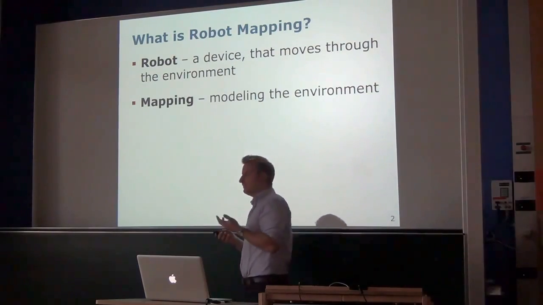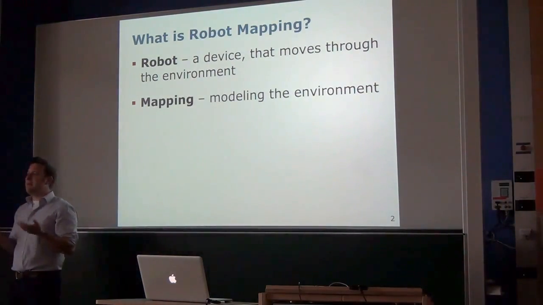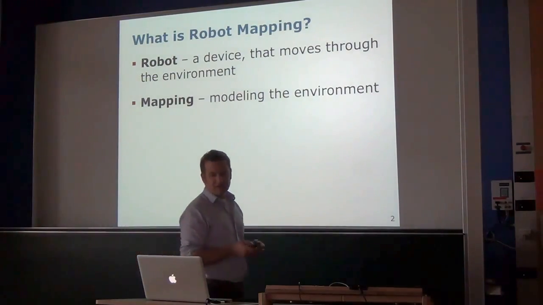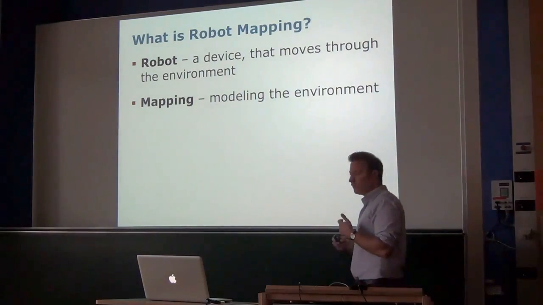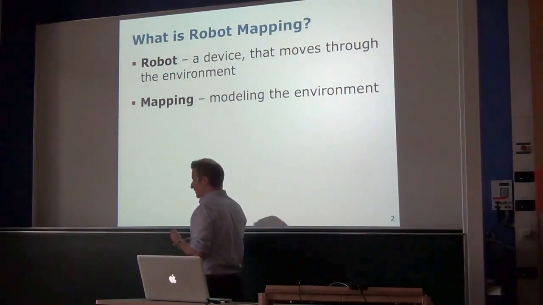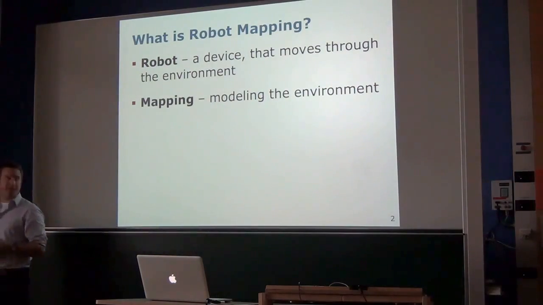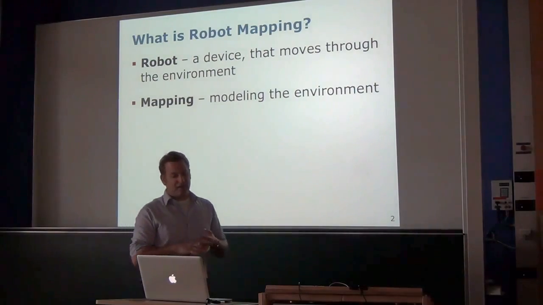You can use this information to estimate where obstacles are in the environment, and you can estimate maps which look like floor plan maps. These maps are well suited to navigation tasks, for example. Mapping is the task of modeling the environment. People often distinguish here between pure mapping and SLAM, which is simultaneous localization and mapping. I'll come to this distinction in a second.